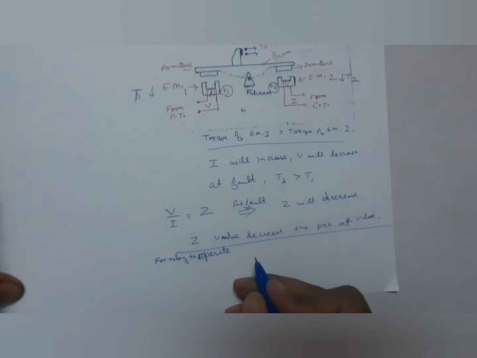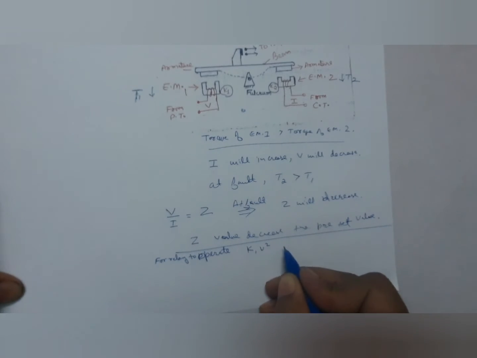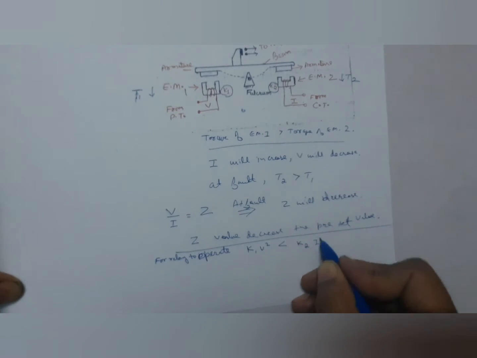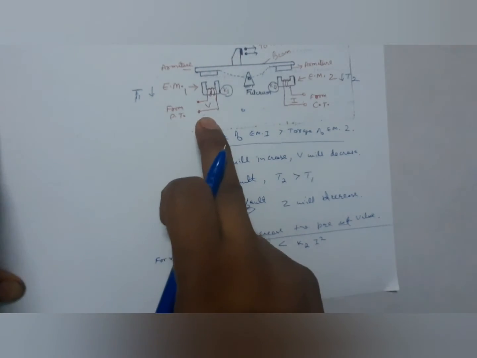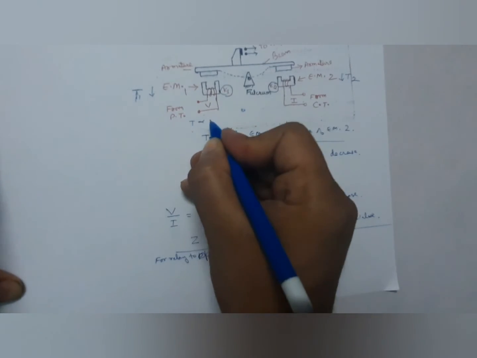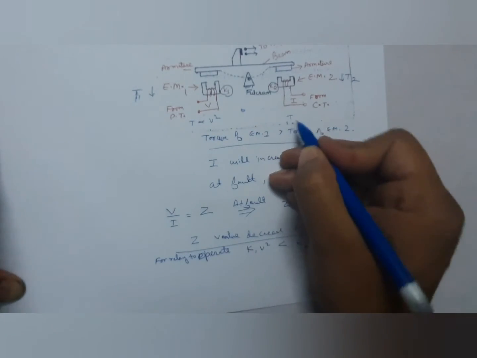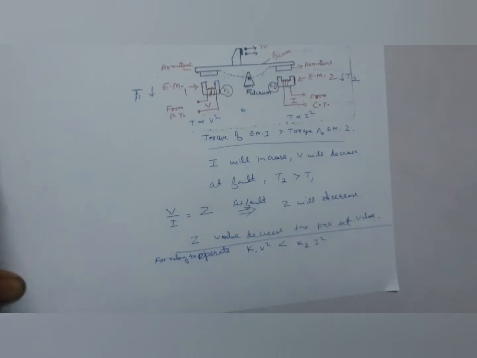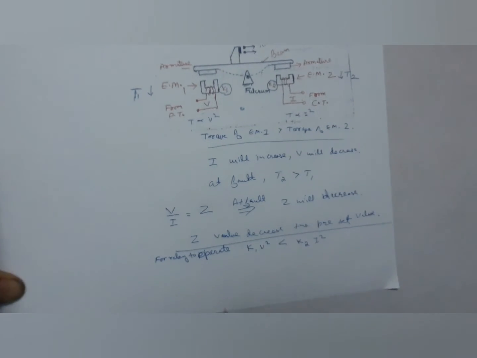Or I can say, for the relay to operate, the torque produced by electromagnet 1, that is K1 into V square, should be less than the torque produced by electromagnet 2, that is equal to K2 into I square. The torque of electromagnet 1 is directly proportional to V square, and the torque of electromagnet 2 is directly proportional to I square, and K1, K2 are constants depending on the number of turns.